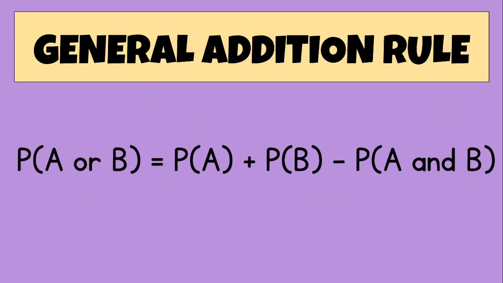Now, the general addition rule says that the probability of event A or B happening is equal to the probability of event A plus the probability of event B minus the probability of event A and B happening. Adding the probability of event A and the probability of event B is self-explanatory, right? We want those two included, but we subtract the probability of event A and B happening because we don't want double counts.